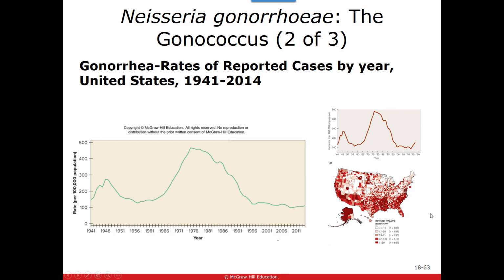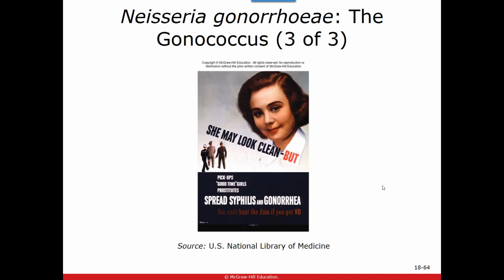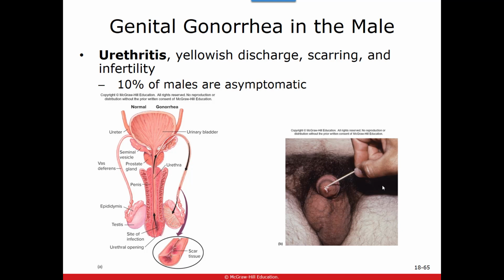Now, diagnosing it, males and females generally have different signs and symptoms of gonorrhea. In males, they have what's known as urethritis. It's inflammation of the urethra. So there's going to be a yellowish discharge. It's pus. It can cause scarring in the urethra. It can cause infertility. And 10% of males are asymptomatic, meaning they have no idea they have it at all, which means they could be spreading it without knowing they have it.